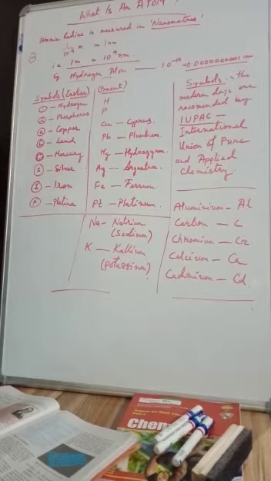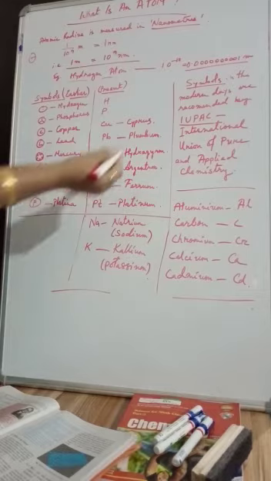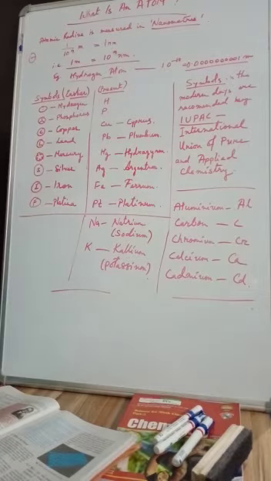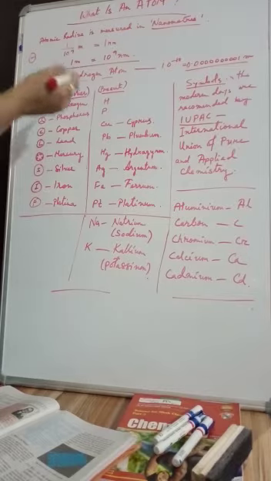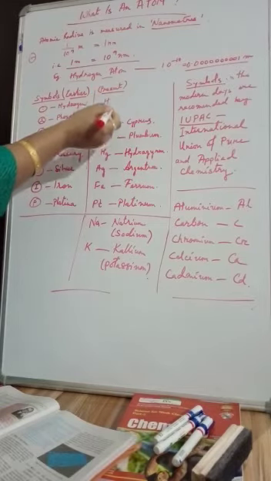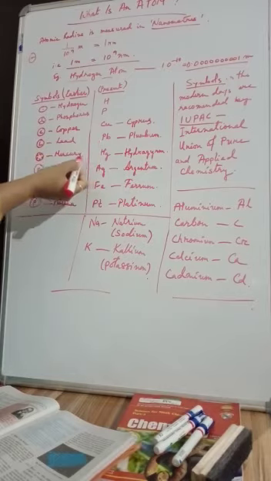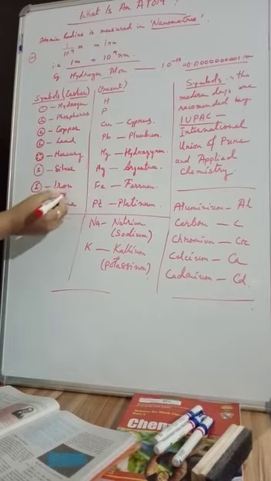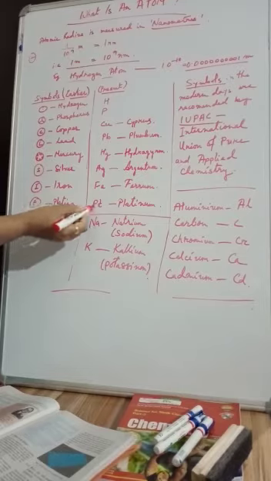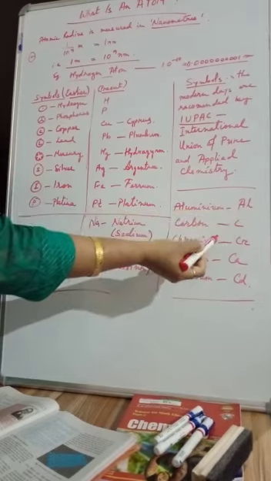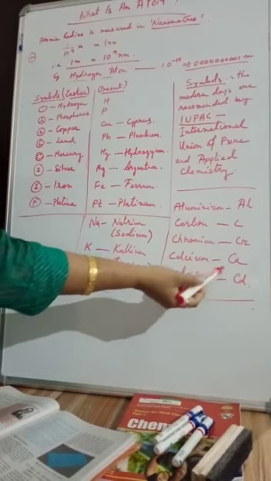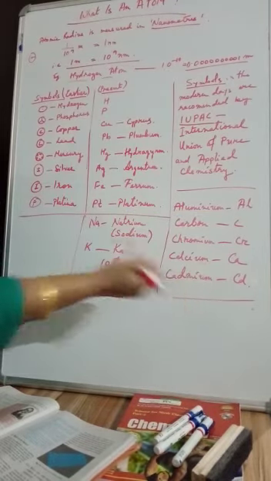In the present day, the symbols are approved by the IUPAC system, that means the International Union of Pure and Applied Chemistry. They approve the symbols of different elements, and those we use now. For hydrogen we write H, phosphorus P, copper Cu, lead Pb, mercury Hg, silver Ag, iron Fe, platinum Pt, sodium Na, potassium K, aluminium Al, carbon C, chromium Cr, calcium Ca and cadmium Cd.